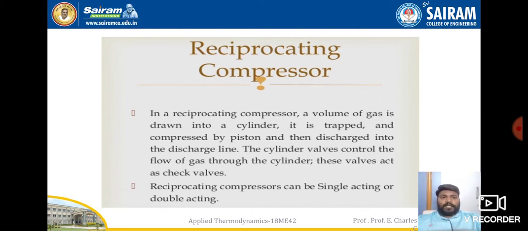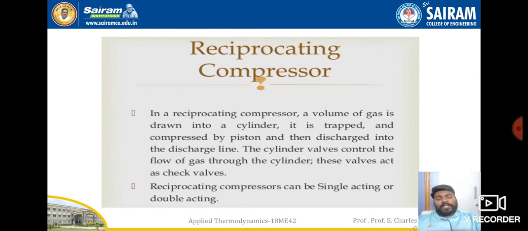In a reciprocating compressor, a volume of gas is drawn into the cylinder, trapped and compressed by the piston, and then discharged into the discharge line. The cylinder valves control the flow of gas through the cylinder. These act as check valves. Reciprocating compressors can be single acting or double acting. The theory says that in a reciprocating compressor there will be two different valves: one is the inlet valve, the next one is the exhaust valve. During the suction stroke, the air is sucked inside the cylinder, and then in the compression stroke, the air is compressed. By that, the pressure of the air will be increased. That is the working principle of reciprocating compressors.